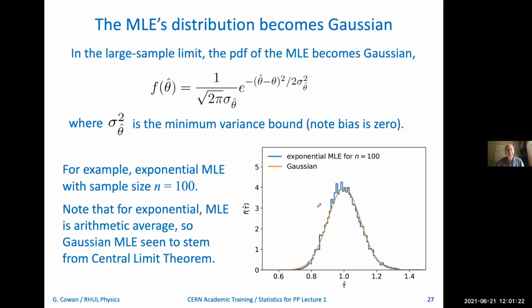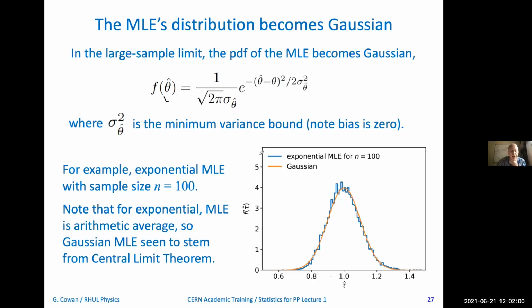All right. And furthermore, the MLE's distribution itself, remember the MLE is itself a random variable because it's a function of the random data. So the PDF of the MLE becomes Gaussian, where the variance of the corresponding Gaussian is the minimum variance bound. And you can just see by looking at this Gaussian PDF that its expectation value is equal to theta. So that tells you from this distribution for theta hat that theta hat is an unbiased estimator for theta.